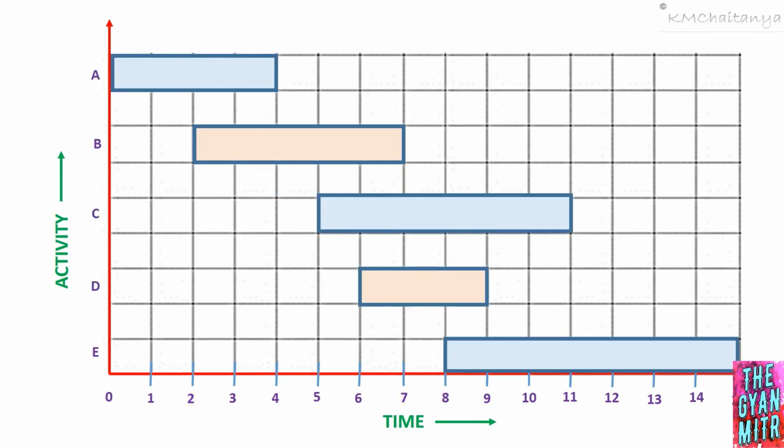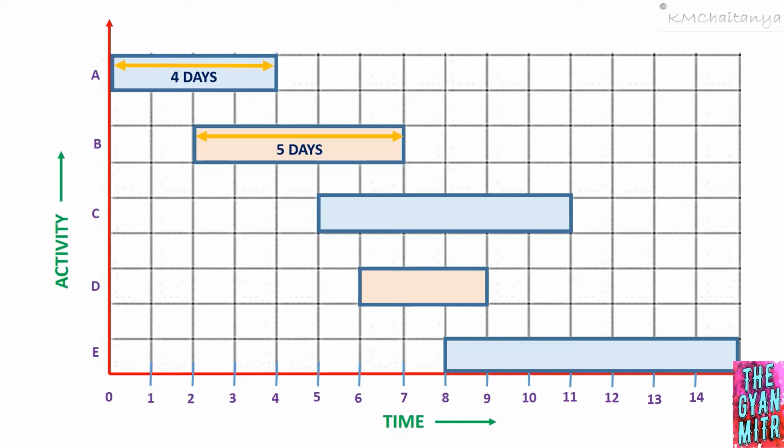Similarly, we can calculate the duration of each of the activities from A to E. The activity A is starting at time t equal to 0 and it is ending at time t equal to 4. Therefore, the duration of activity A is 4 days. Similarly, for activity B, it is starting at time t equal to 2 and is ending at time t equal to 7. Therefore, the duration of activity B is 5 days.